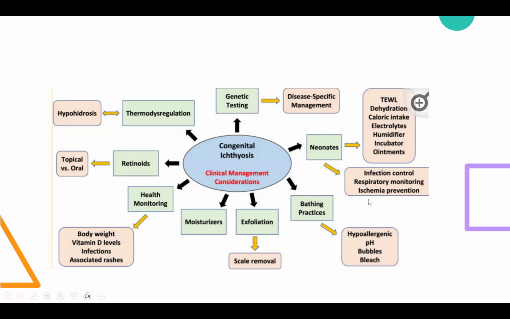Because of this tight colloidal membrane compressing the extremities, the babies can have ischemia, lactic acidosis and metabolic acidosis because of decreased perfusion of the extremities. This is in the neonatal period. As the baby grows, bathing practices are more important: exfoliation to promote scale removal, moisturizers, and health monitoring, because the baby will have long-term retinoid intake, so health monitoring and vitamin D levels are all important. And genetic diagnosis for perinatal counseling and preconceptional counseling is more important.